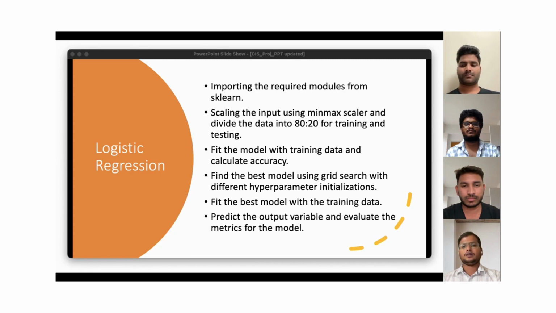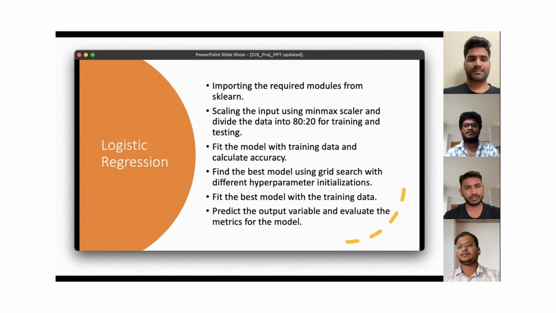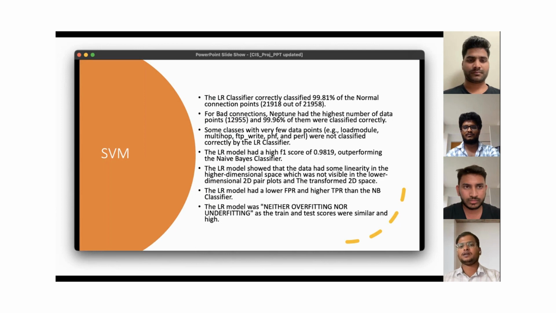So we split the data 80-20 percent into training and test data, and then we fit the model with the training data, and we find the best model using grid search with different hyperparameter initializations. Then we fitted the model, and we got an accuracy of 97%. And here you can see the confusion matrix and classification report, which shows the precision, recall, and F1 score. And then moving on to the next model, which is SVM.